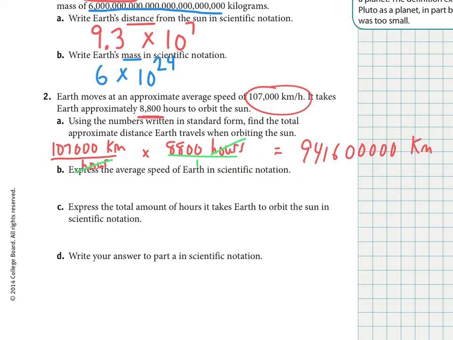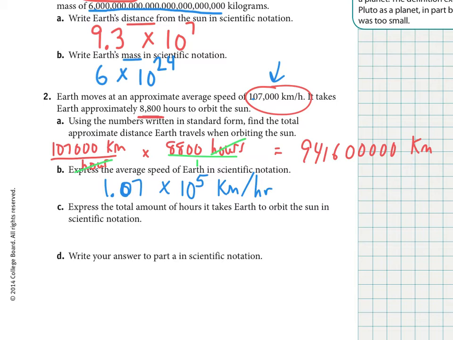All right, so part B, can we express the average speed of Earth in scientific notation? So just this number here, 107,000, we would need it to be 1.07. The decimal would have to go in between the 1 and the 0 there to make our factor between 1 and 10. And then counting digits after the decimal point, 1, 2, 3, 4, 5, so we're going to be multiplying by 10 to the 5th power. And again, that's going to be kilometers per hour.